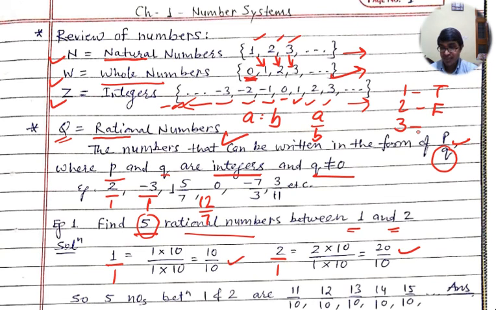Now let's see the third statement. Every rational number is a whole number. Rational numbers are in p by q form. In p by q form, if we write 1 by 2, that is not a whole number. This is rational but not a whole number. So this is definitely a false statement.